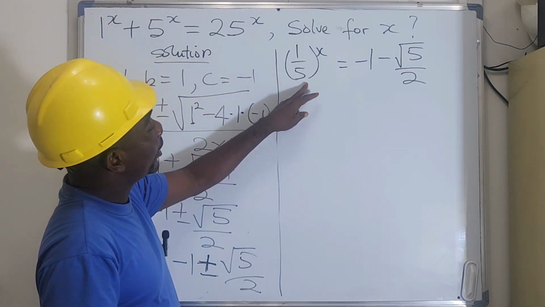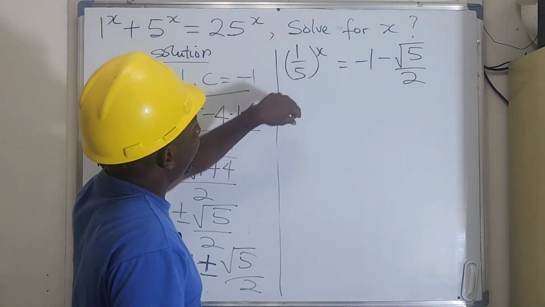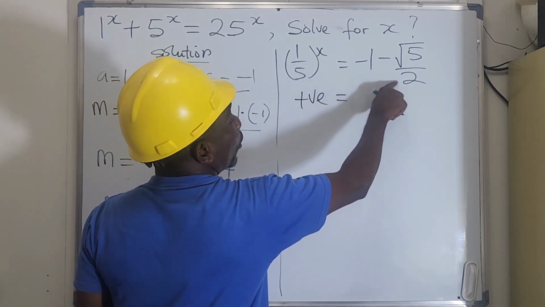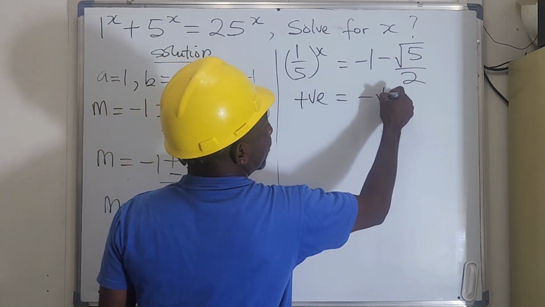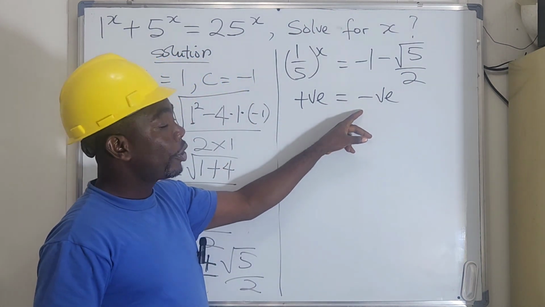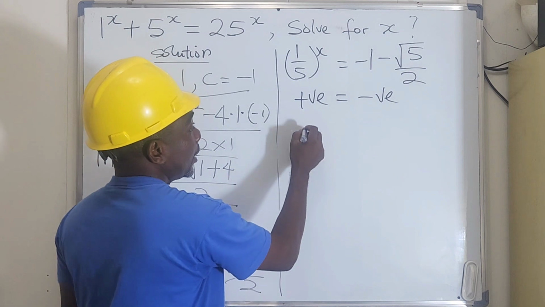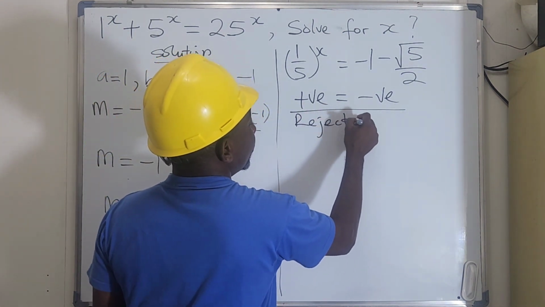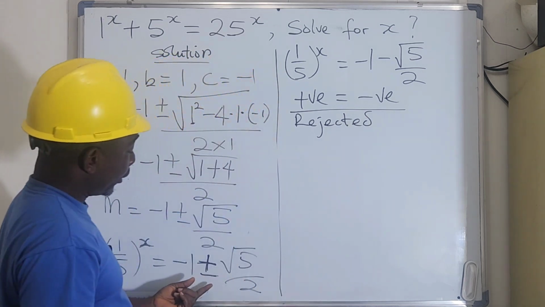Here, we see that the whole of this side is positive, equals to the whole of this side which is negative. So the value of x will be negative, which is not acceptable. So this value here is rejected. That is for the negative side.